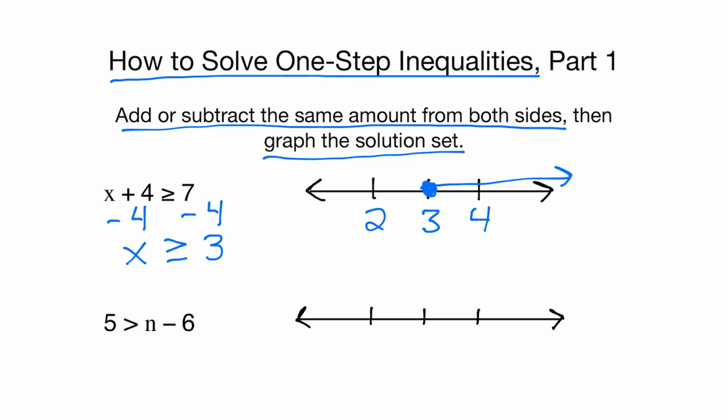If we're not sure, we can test a number. We can test the number 2. Is 2 greater than or equal to 3? No, it's not. So we know it's not this side of the number 3. It's the other side, the greater than side.